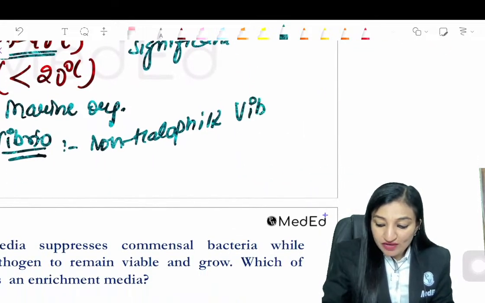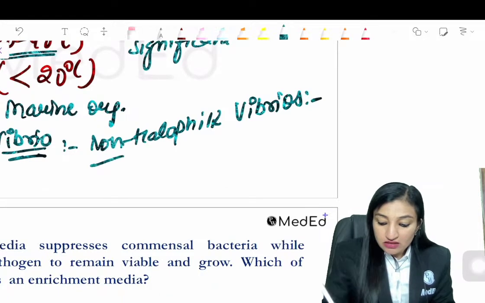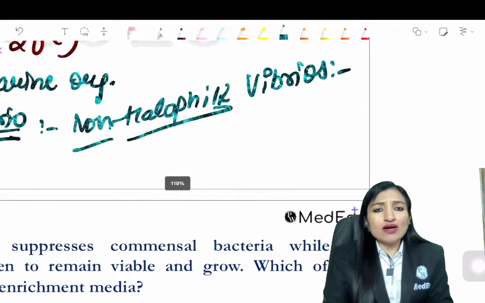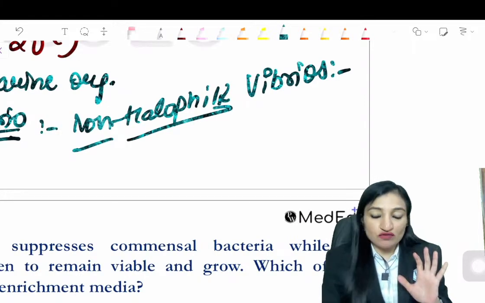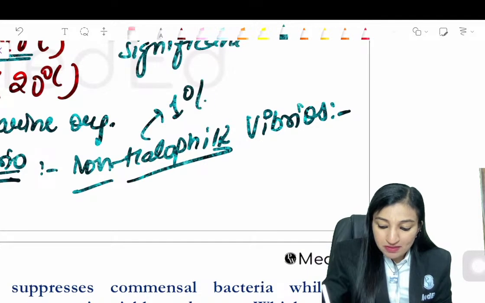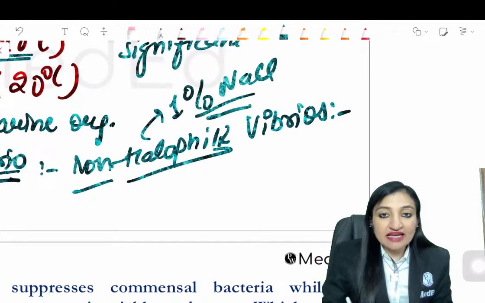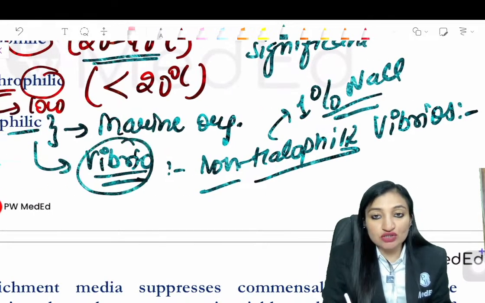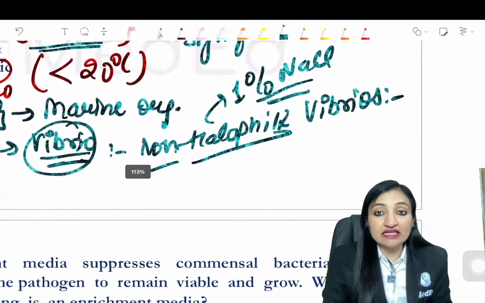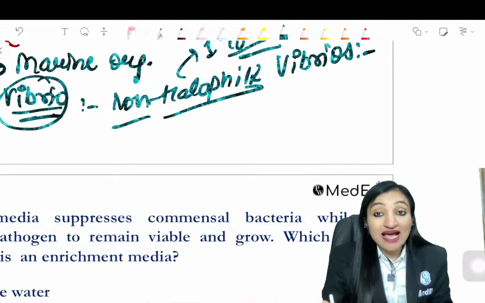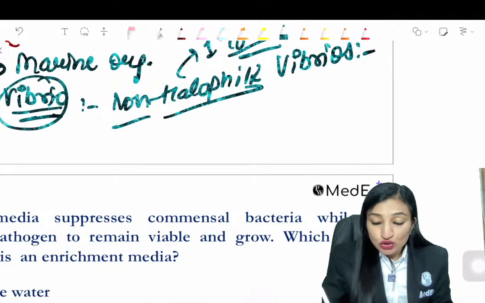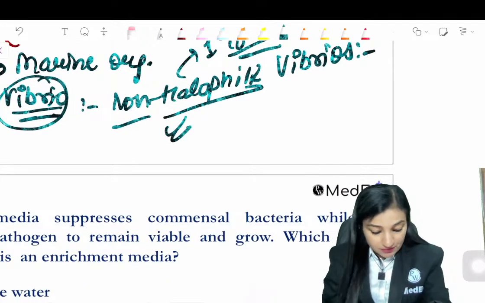The non-halophilic vibrios. Now please remember, non-halophilic does not mean that they don't need salt. Non-halophilic just means that they need a little amount of salt. They need actually just 1% NaCl for growth. But halophilic vibrios are the ones which need up to 10% of NaCl for growth. Now non-halophilic vibrios, you want to know the examples?